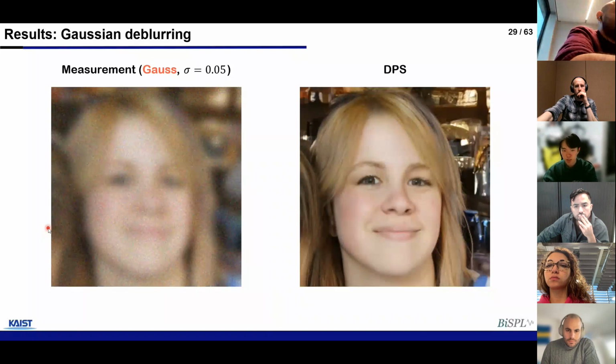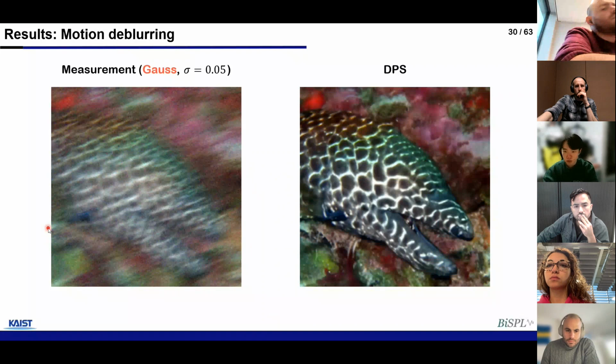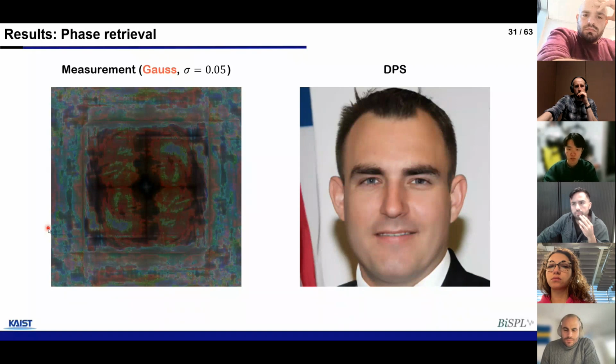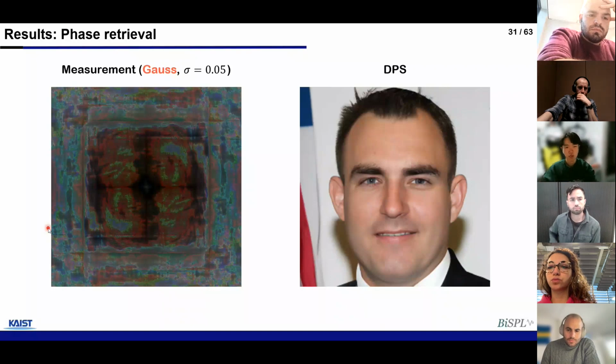This is noisy Gaussian deblurring. We can do noisy motion deblurring. And what's even more, since we're not restricted in the choice of the forward operator A, for the first time in the context of inverse problem solving with diffusion models, we show that we can also solve nonlinear inverse problems, such as phase retrieval, presented here.